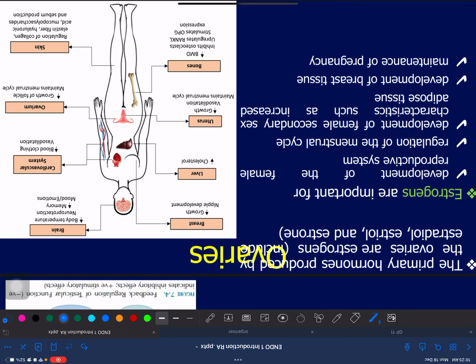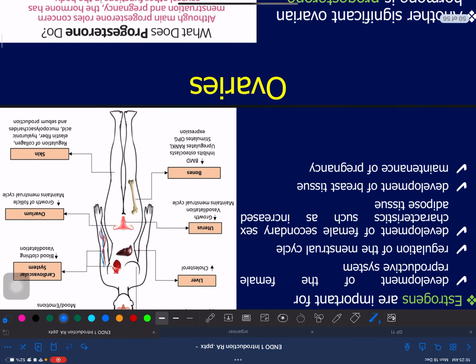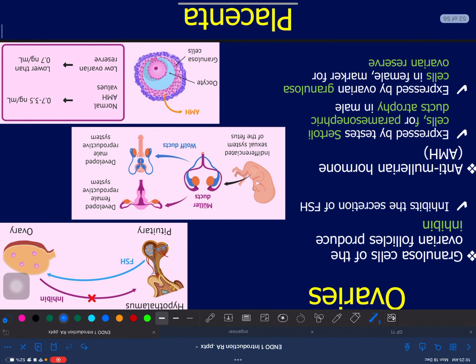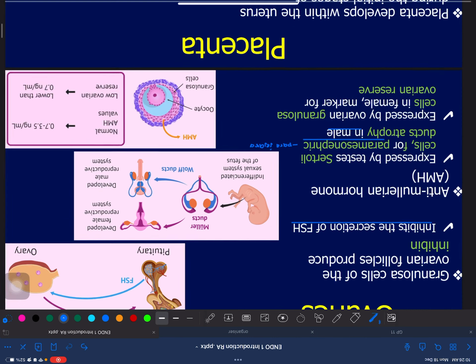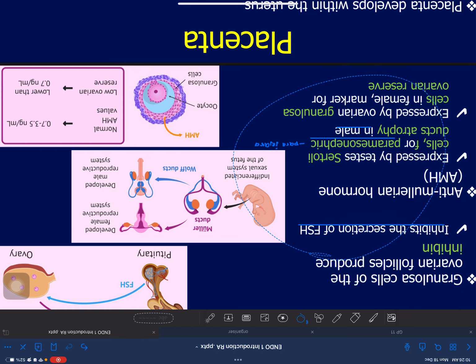Also, sama macam testis, dia ada inhibin, which inhibits the secretion of FSH, and also the anti-mullerian hormone. It is expressed by testis Sertoli cells for paramesonephric duct atrophy in males, and expressed in ovarian granulosa cells in females. It's just a marker for the ovarian reserve. Ovarian reserve ni kita nak tahulah patient ni ada masalah untuk mengandung atau tidak. Okay, itu saja.